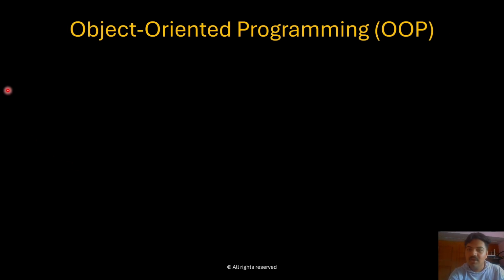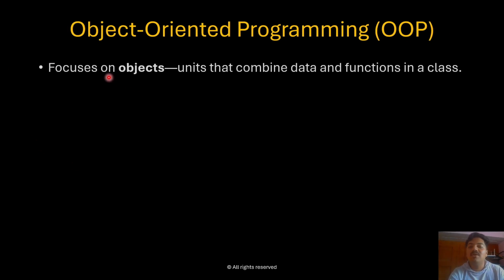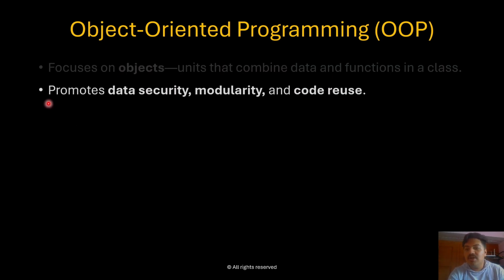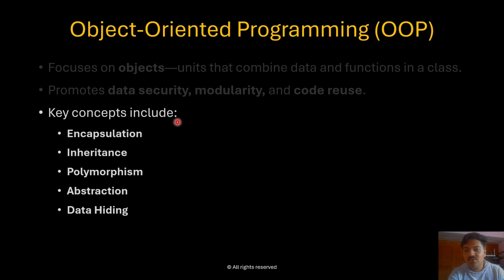Whereas object-oriented programming focuses on objects. What are objects? A unit that combines data and functions in a class. So within the class, we have small objects that combine data and functions within them. It promotes data security because the data is hidden inside an object of a class. The data is more secure as compared to procedure-oriented programming. It is more modular to write code in object-oriented programming, and code can be reused again and again using the features of object-oriented programming.